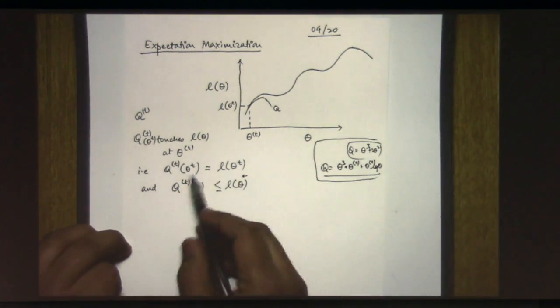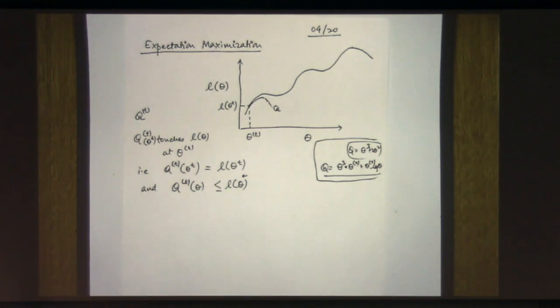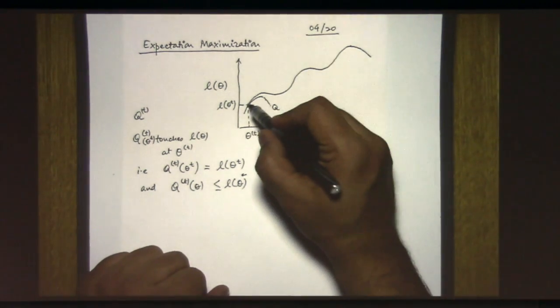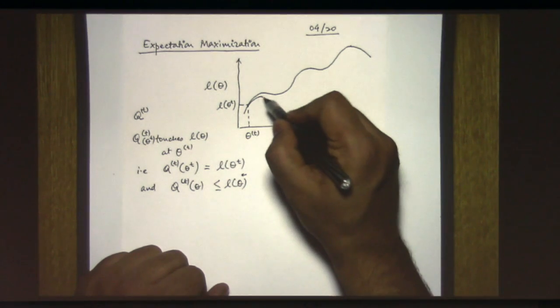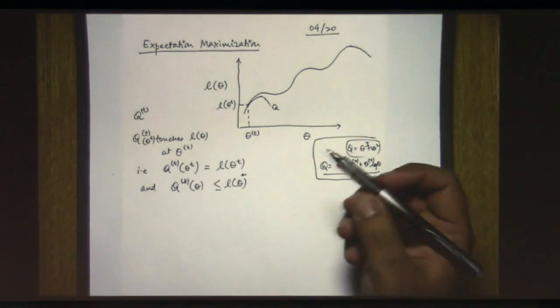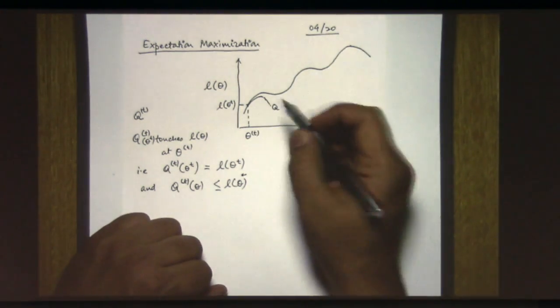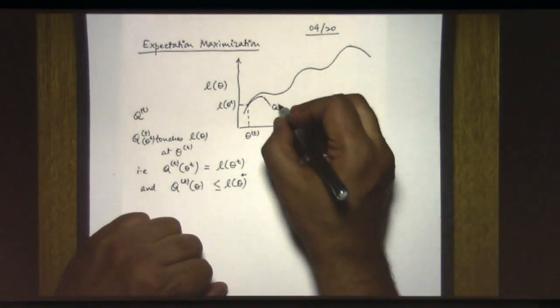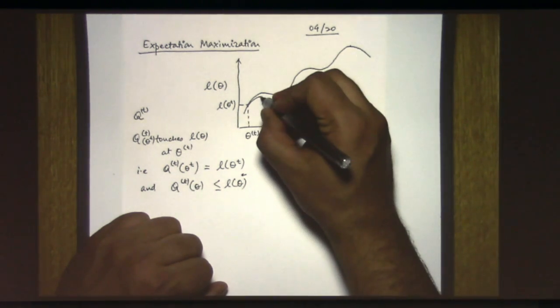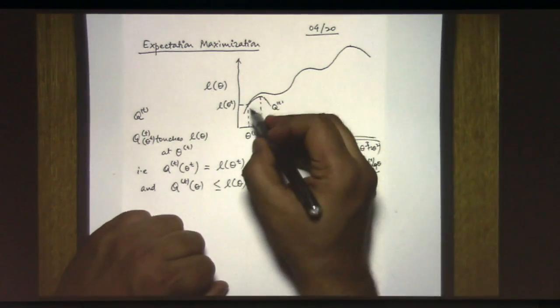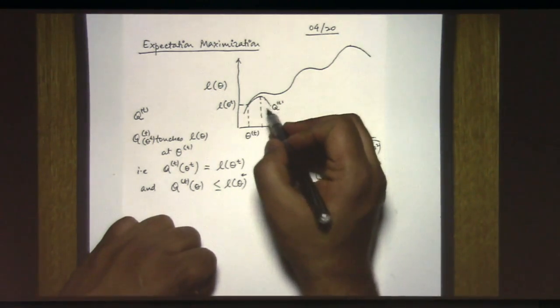So let's say if we know this function, then the way EM works is that at this point it will try to maximize this function. It will try to find the value of theta at which q at time t is maximized. That will be this value, and that is easy to get because we are assuming this is convex.